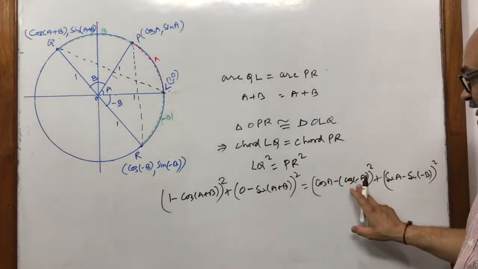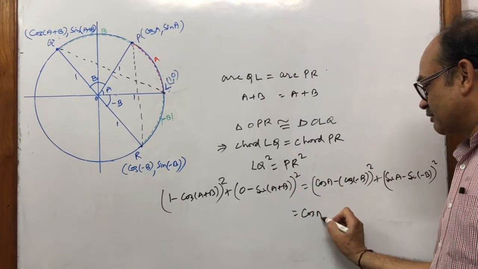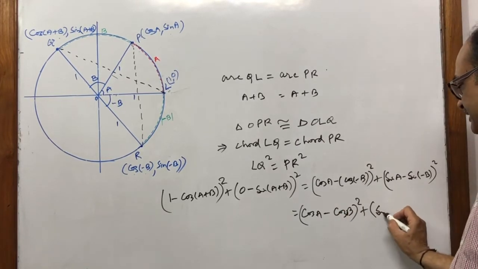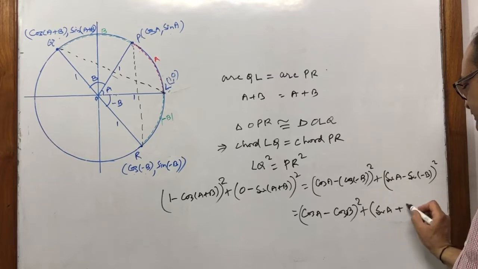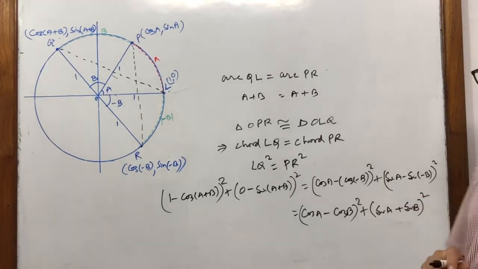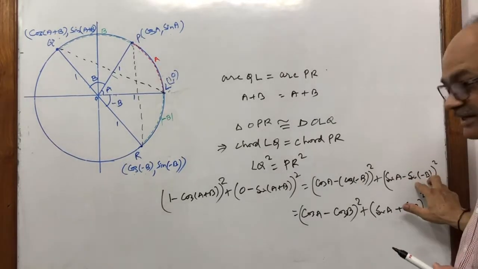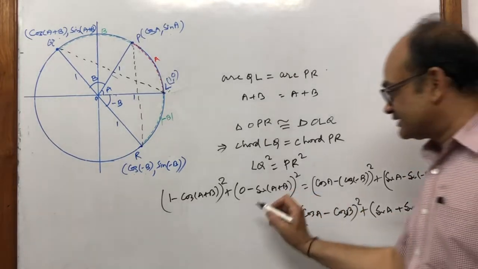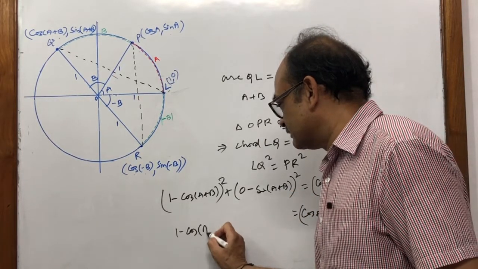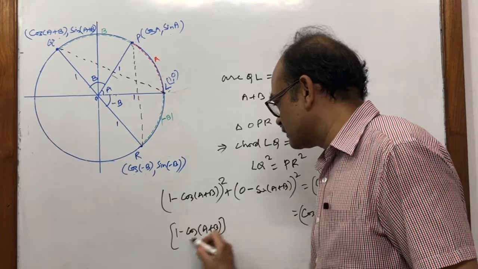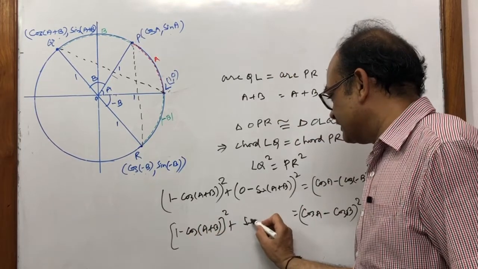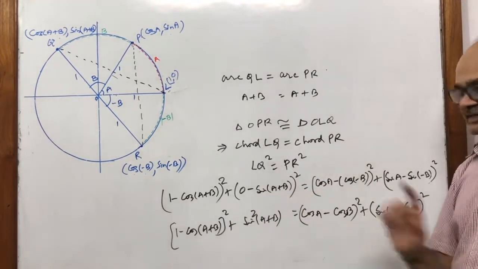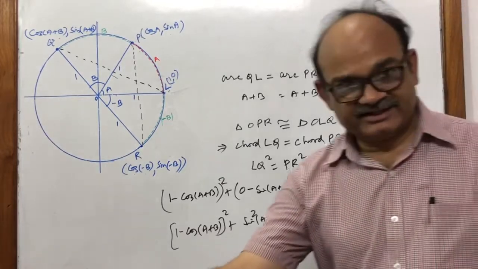That's why this cos(minus B) we can write simply as cos B. So (cos A minus cos B) whole square, and here (sin A minus minus, plus sin B) whole square. Why will it become plus? Because sin of minus B is minus sin B, so minus and minus make plus. And this side it is (1 minus cos(A plus B)) whole square, and here it is sin square (A plus B), because minus square is simple. Now we have to expand and get the result.